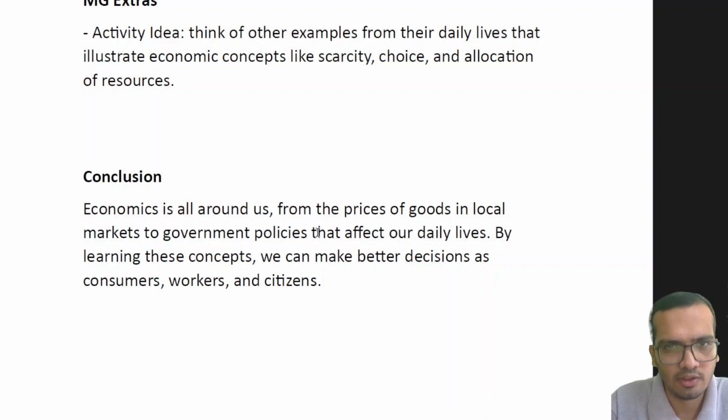Economics is all around us, from the price of goods in the local market to government policies that affect our daily lives. By learning these concepts, we can make better decisions as consumers, workers, and citizens.